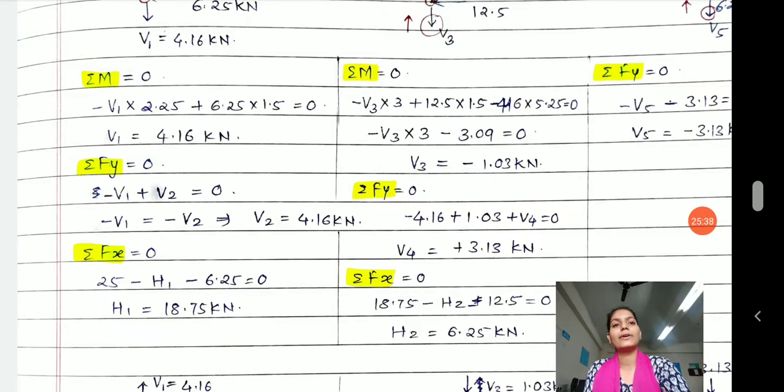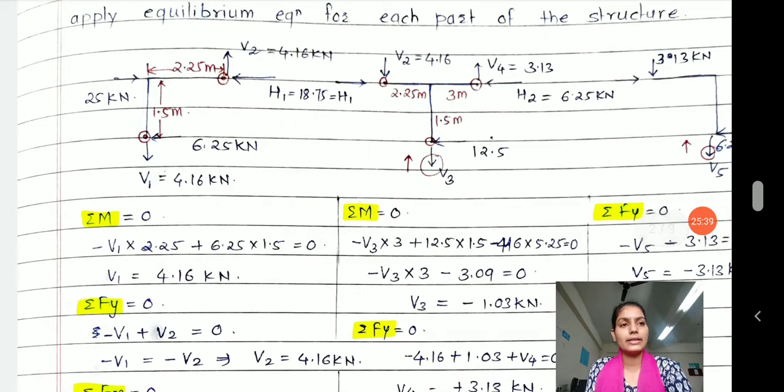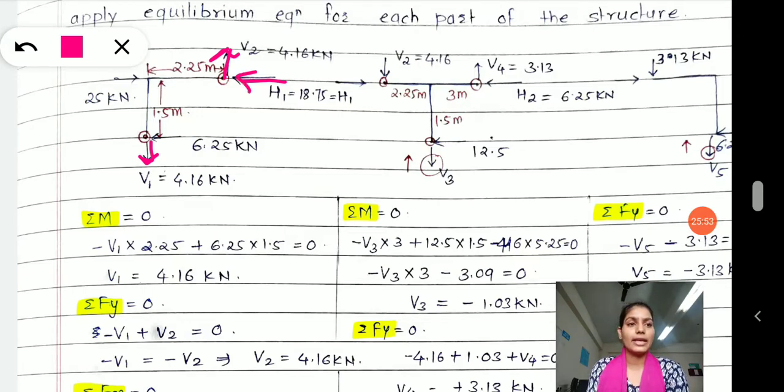Now let's go for the next frame analysis. Here, whatever forces you have shown, this is acting downward, this is acting upward, and this is acting towards the point. Same way in the next frame.